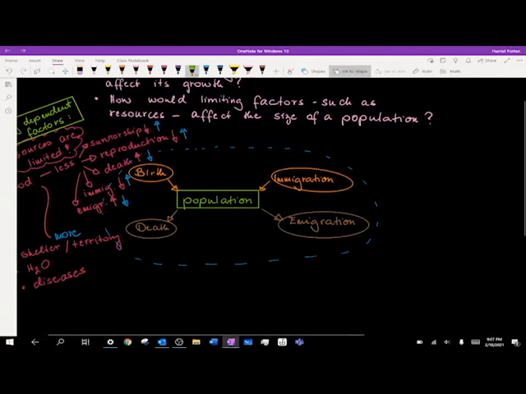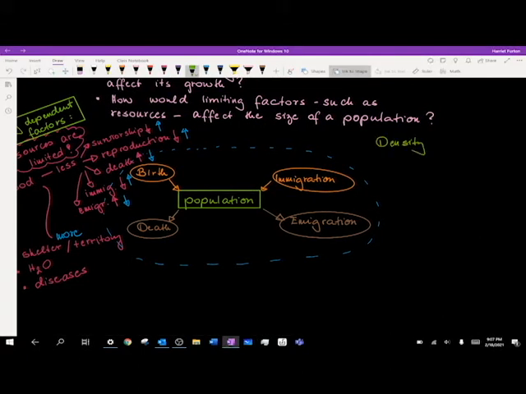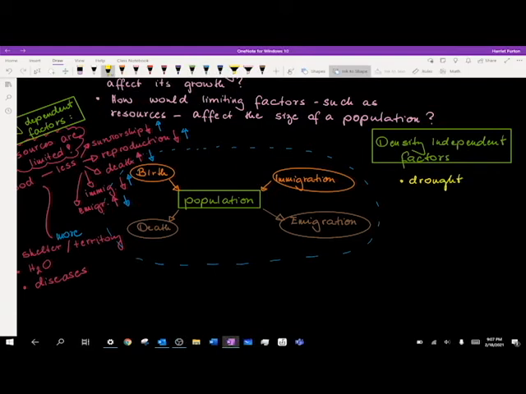Not only do density-dependent factors exist, but we also distinguish density-independent factors. They are the ones that affect the population no matter how big the population is, such as drought, flood, natural disasters, earthquakes, volcanic eruptions. These are all density-independent factors.